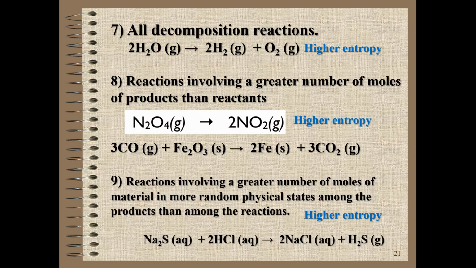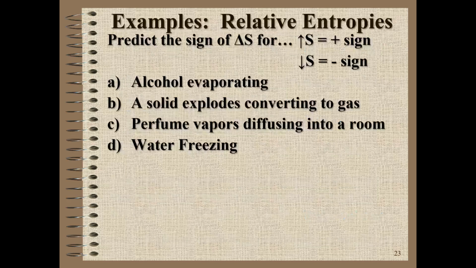Okay. So here's a type of question. In each of these cases, which has more entropy? Well, when an alcohol is evaporating, it's going from a liquid to a gas, so entropy is increasing. We can say plus S, or we could put an upward arrow. When a solid explodes and it becomes a gas, it's going from very ordered to very disordered. So there's an increase in entropy.